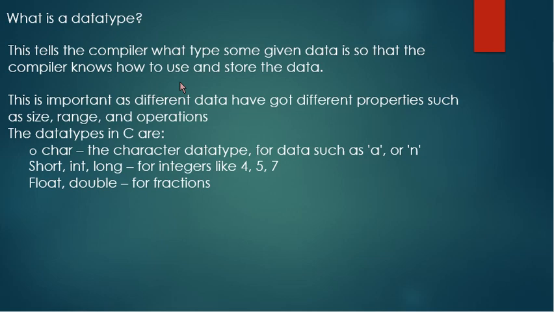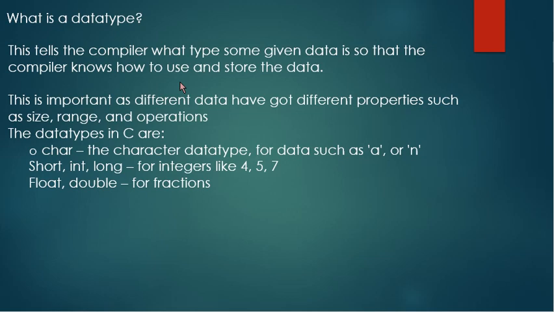So the data types in C are character, which is represented as CHAR. So the character data type is for data such as A or the letter N. Then you also have short, int, long. These are for integers like 4, 5, 7. Then you also have float, double, which are used for fractions. As an example, can be 4.5 or maybe 10.6 or maybe 1,000,000.7. So those are stored using float as well as double.